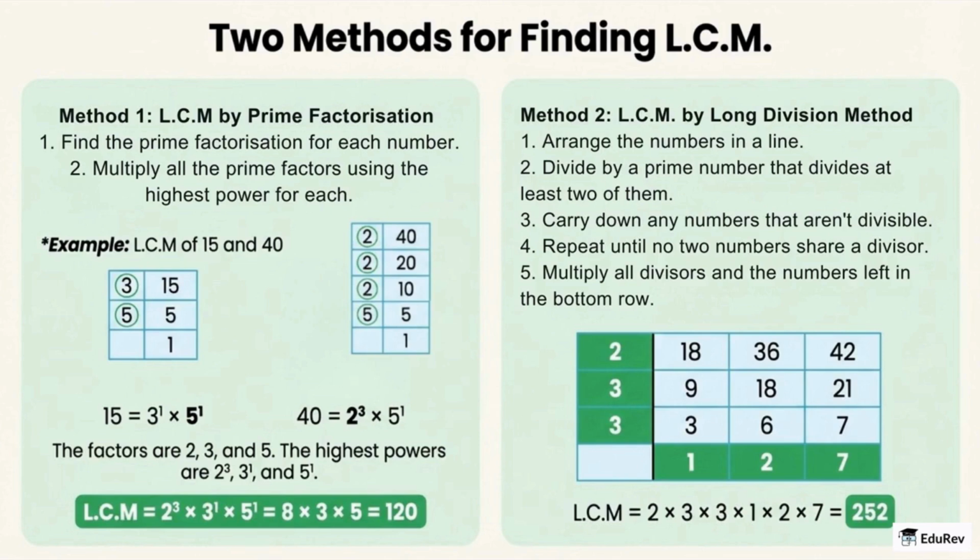Divide the list of numbers by any prime that divides at least two of them. Carry down numbers that aren't divisible and keep going until no further divisions are possible. Then multiply the divisors and the remaining numbers to get the LCM.